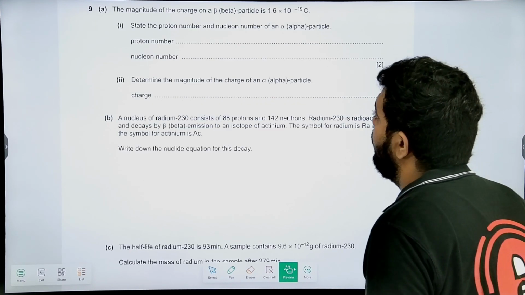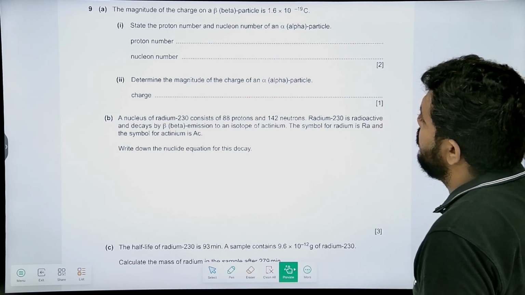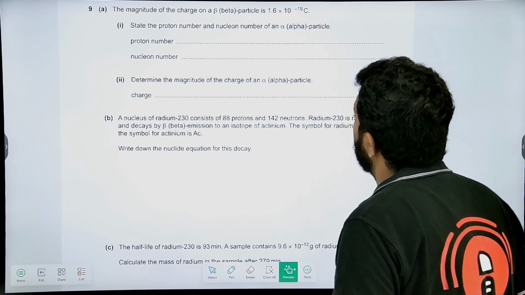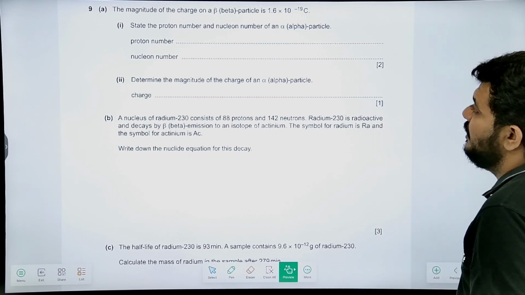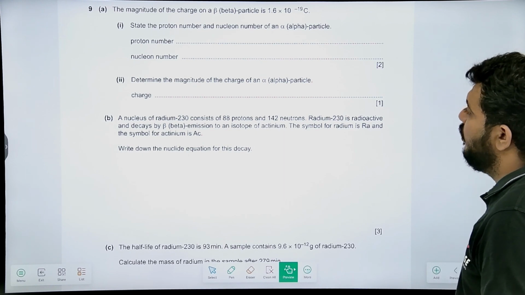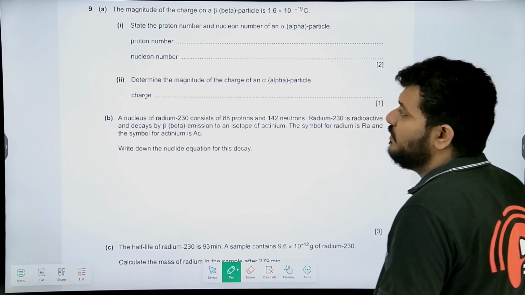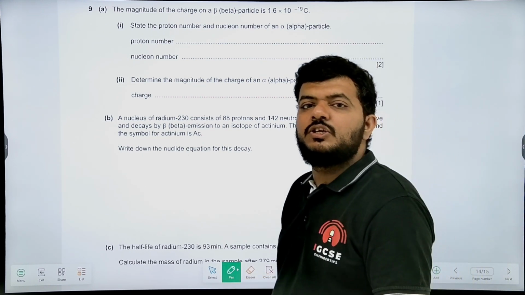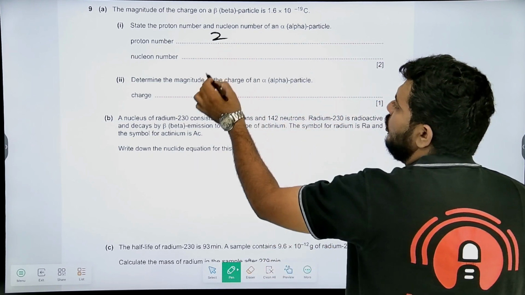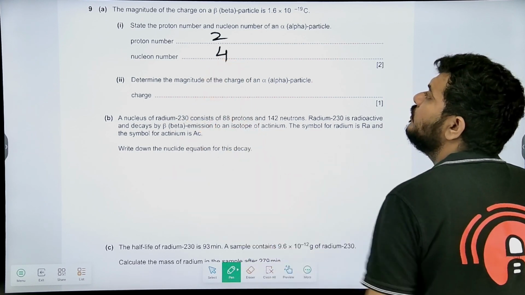It says the magnitude of the charge on a beta particle is 1.6 into 10 to the power minus 19 coulomb. State the proton number and nucleon number of an alpha particle. What is an alpha particle? It is nothing but the nucleus of helium. So the proton number of helium is 2, and the nucleon number of helium is 4.